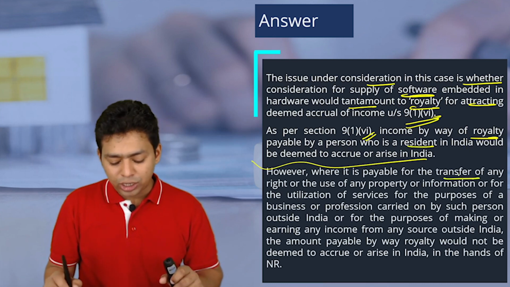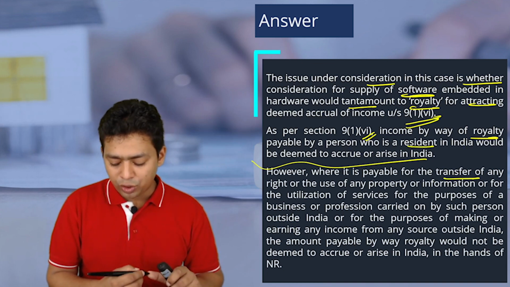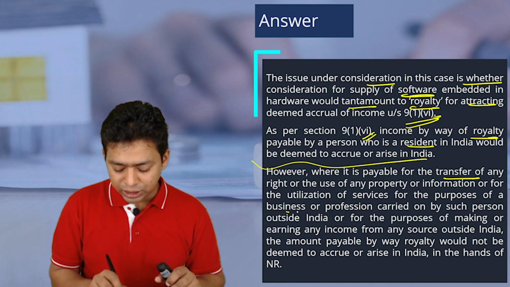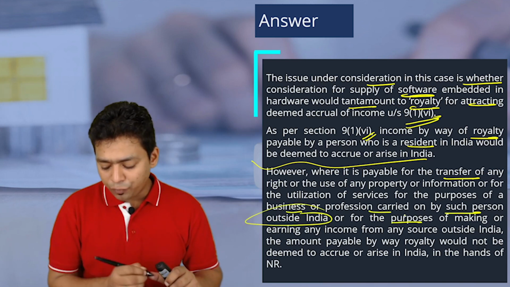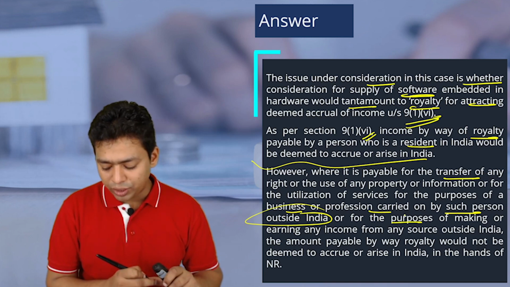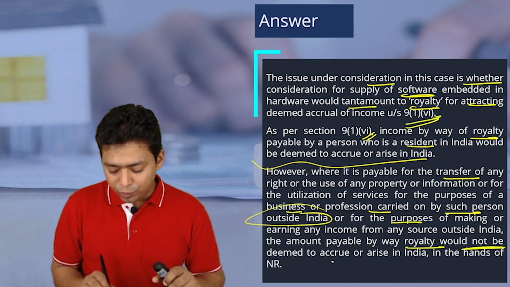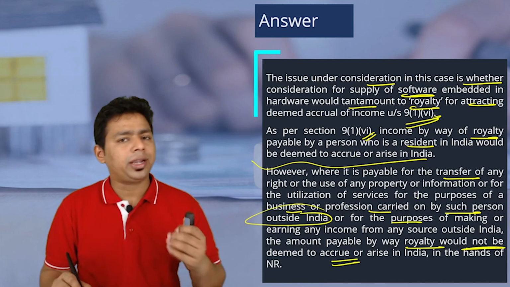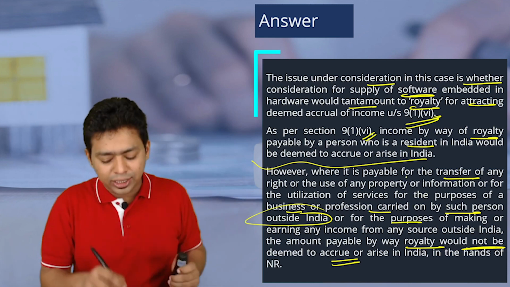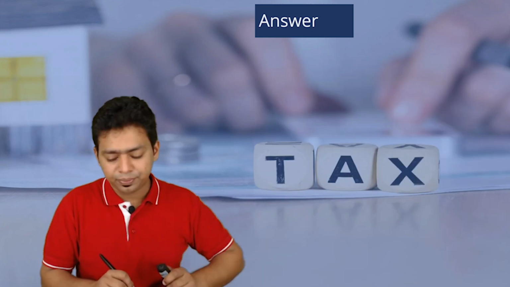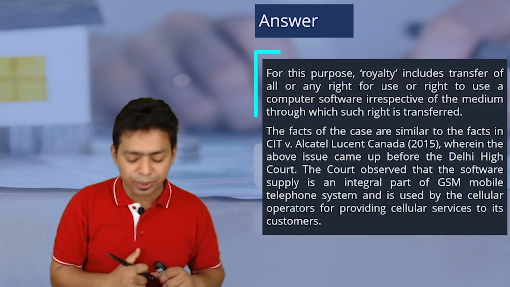However, where it is payable for transfer of any right or the use of the property or information or utilization of service for the purpose of any business or profession carried on by such person outside India, or for the purpose of making or earning any source of income outside India, the amount payable by way of royalty would not be deemed to accrue in India. So if you are doing the activities outside India, the patent was used outside India, then it is not. That is an exception to this particular law. Okay. Only if it is used in India, taxable in India. Used outside India, not taxable in India.